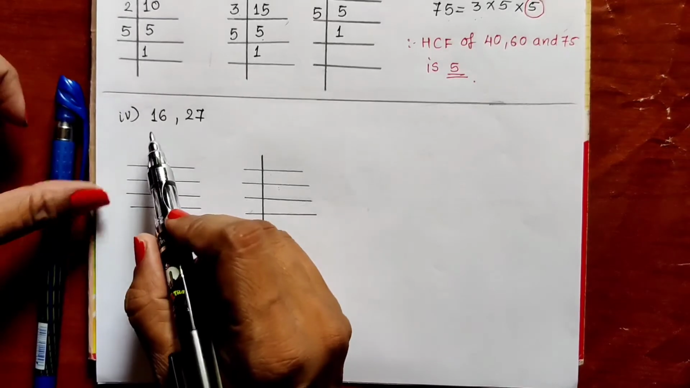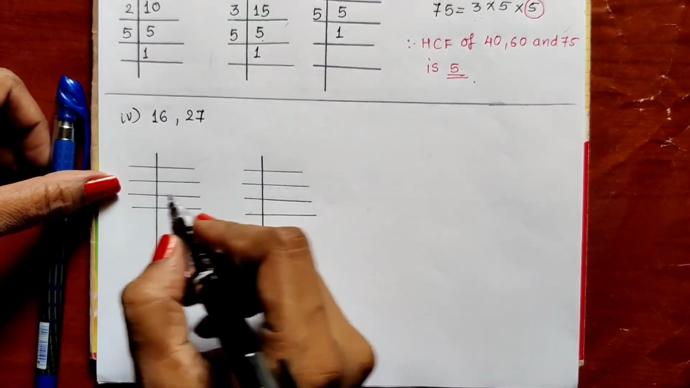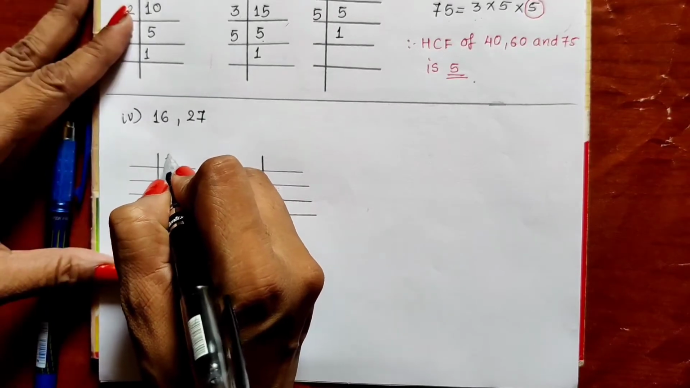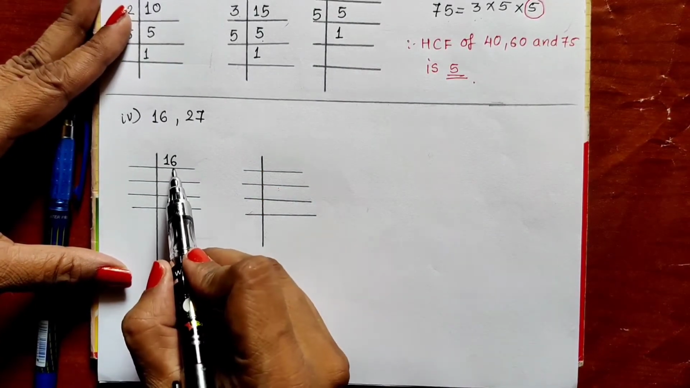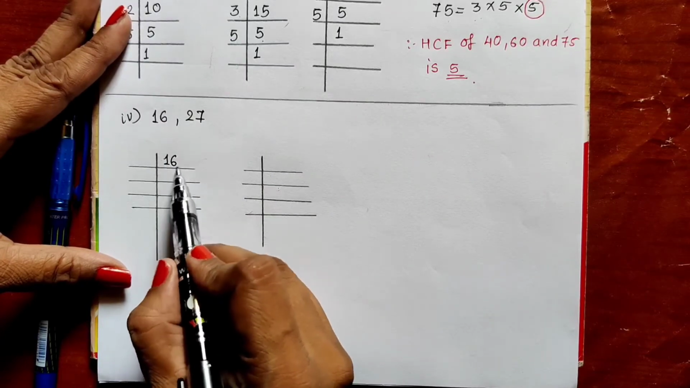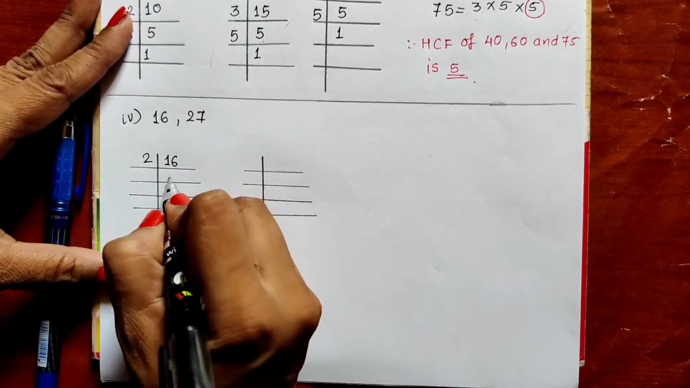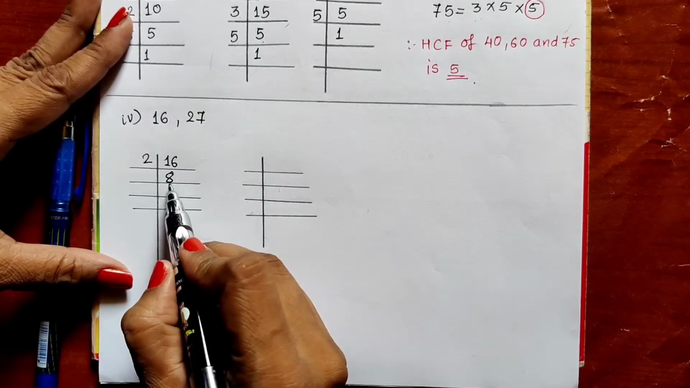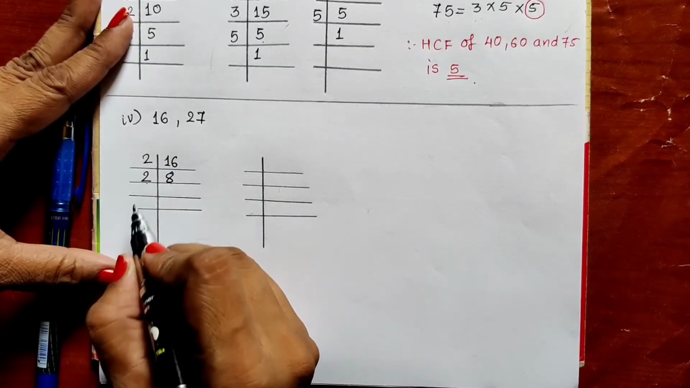Now next sum, the fourth one. We have got two numbers, 16 and 27. We will find out the factors of 16 first. 16 is an even number, so it is divisible by 2. It is there in the table of 2. 2 8s are 16. Now 8 is again divisible by 2, so we divide by 2, and the second factor will also be 2.